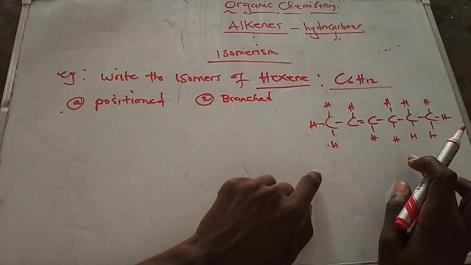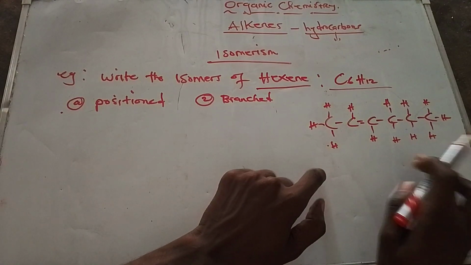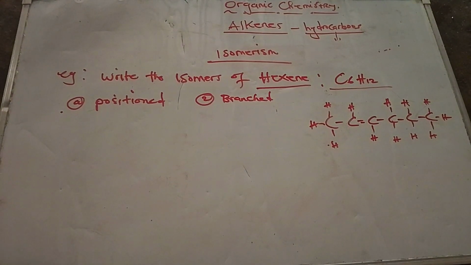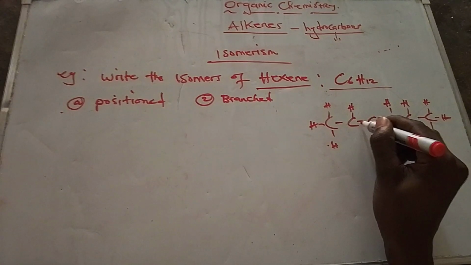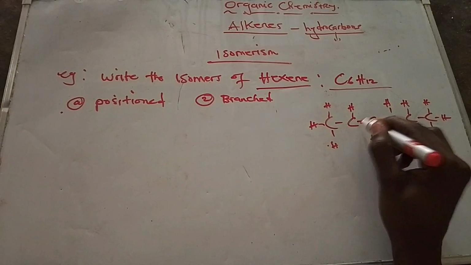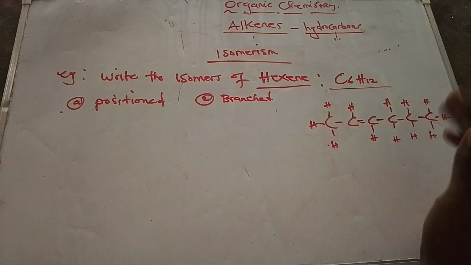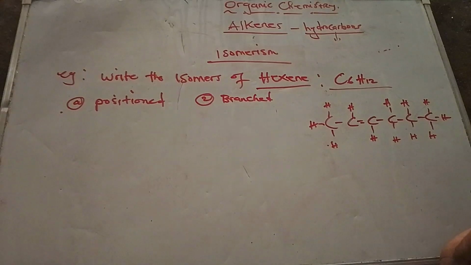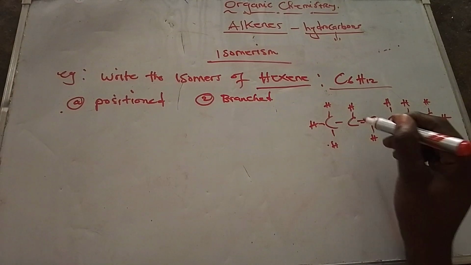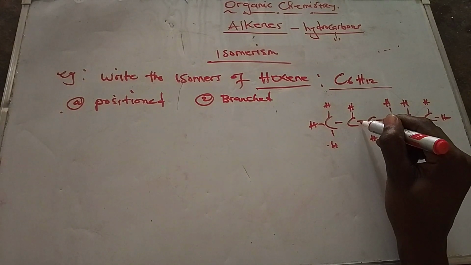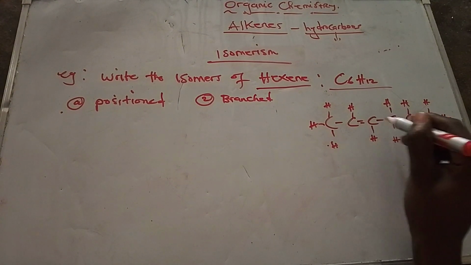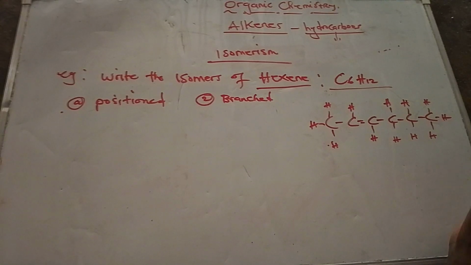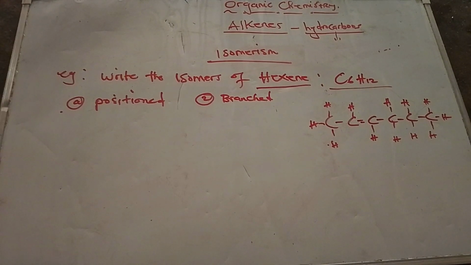Now, if I want to write the positioned isomer of this one, I'll just shift the position of the double bond and put it anywhere. In that case, I've written my positioned isomer. So under the positioned isomer, in this type of isomer, you just change the location of the double bond to anywhere. Once you do that, you have done your positioned isomer.